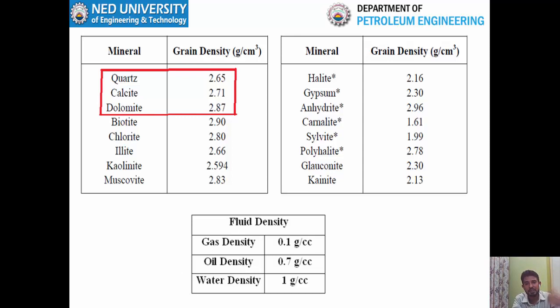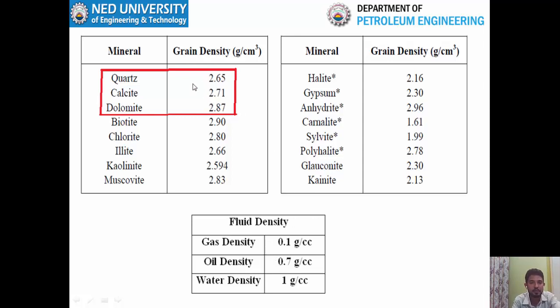Similarly, the fresh water density is 1 gram per cc, but saline water has a density higher than 1 gram per cc. So water may have a density of 1.05, 1.1, in some cases maybe up to 1.2 gram per cc, depending on the salinity in ppm. If the salinity is higher, for example 100,000 ppm, the water density will obviously be higher. But in this course, whenever you are required to enter the water density, you will use 1 gram per cc. So these are some typical numbers you will be using in calculating porosity.